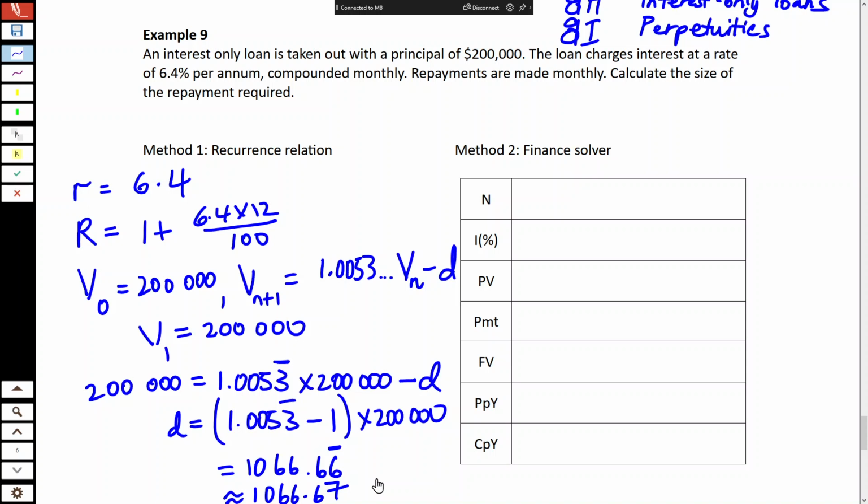Anthony has just given us the segue, or we could just use the financial solver. So let me show you how this works. The interest rate is 6.4% per annum. We compound 12 times a year. I borrow $200,000. And after 1 month, what's my final value going to be?